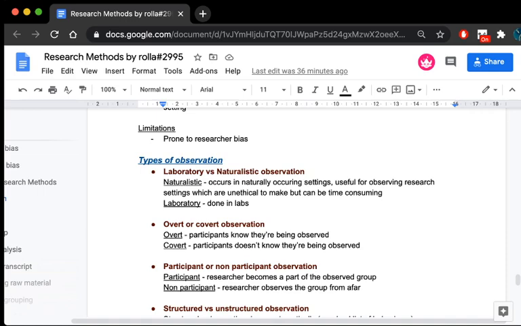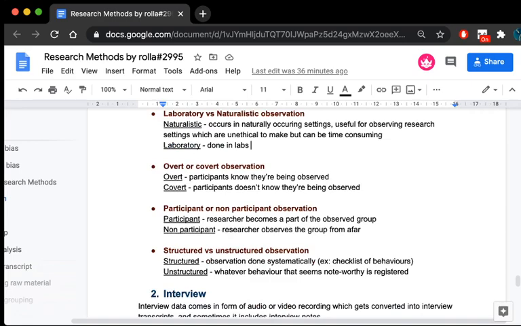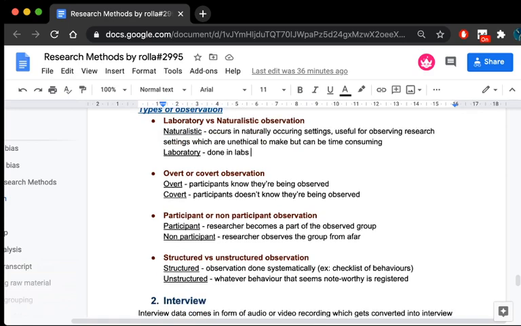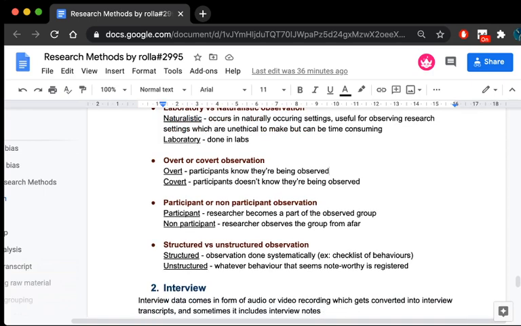So there are several types of observation. There's the lab or naturalistic. Basically, naturalistic is anything that's outside the labs. The laboratory observation is something that's done in the labs. Then there's also overt or covert observation. Basically, overt is when participants know they're being observed, while covert is when participants don't know they're being observed.